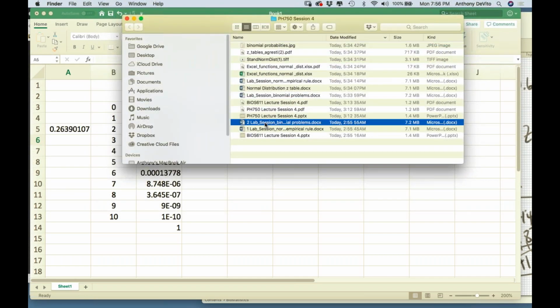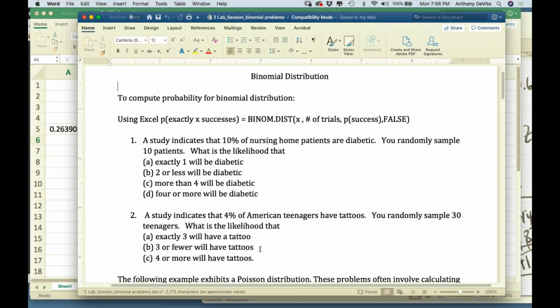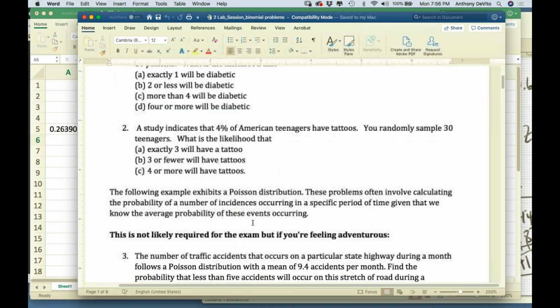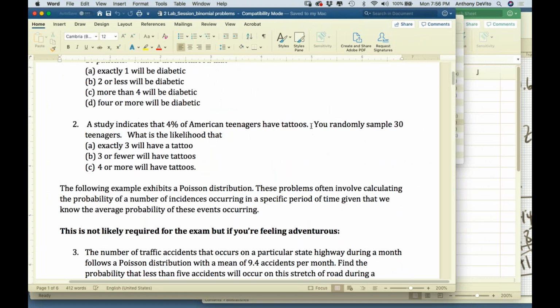Okay, so let me see what I have here. Binomial problems. Okay, let's try this one. A study indicates that 4% of American teenagers have tattoos. You randomly select 30 teenagers. What is the likelihood that exactly 3 will have a tattoo? Okay, so what is our probability here? Our probability is 4%, 0.04. What does 30 represent? 30 represents the number of trials, the number of people we're going to sample. And what does 3 represent? 3 represents our number of successes.